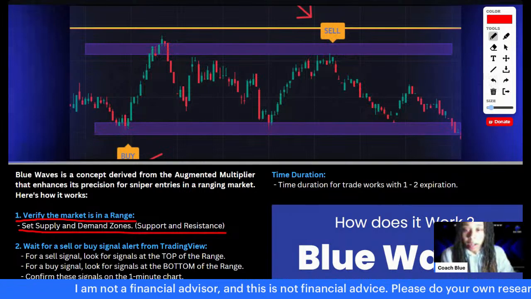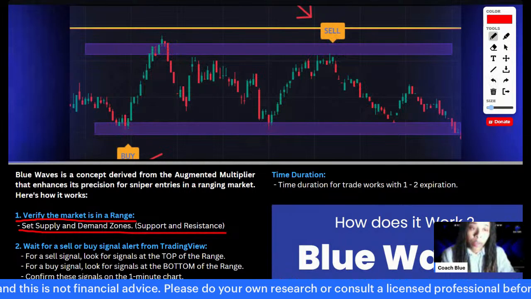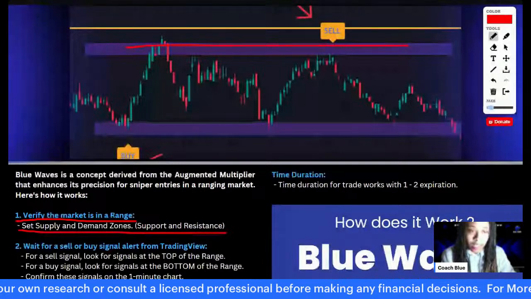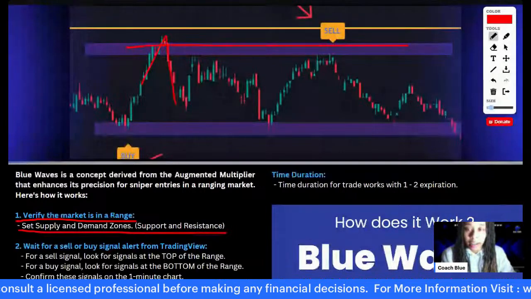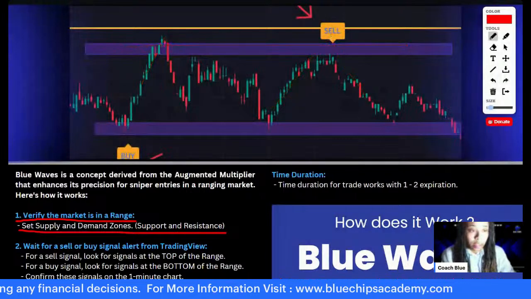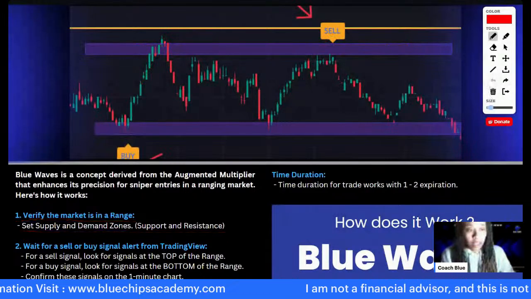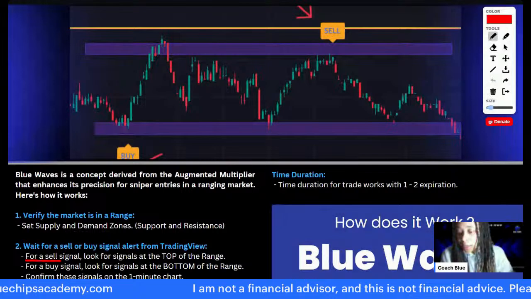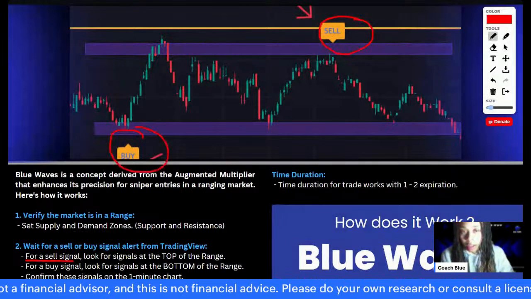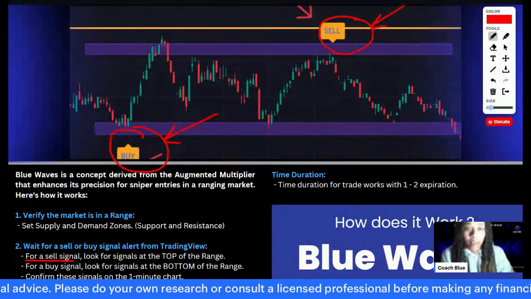So you have your demand zone at the bottom, support, and supply zone at the top for your resistance, meaning price is resisting to go past this area. Price came here, went down, came back up here, went down. It resisted going past this area. So that's the first thing. Then the second thing, like I just mentioned, you want to look for sells at the top of the range and buys at the bottom of the range. Sells for top and buys for bottom.